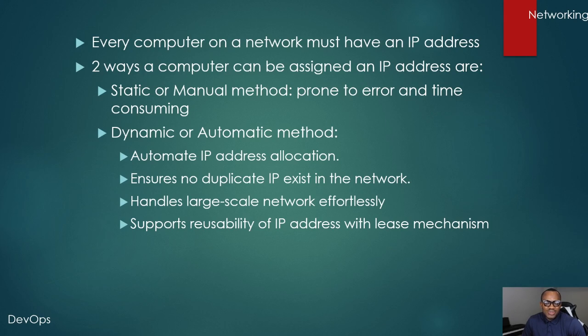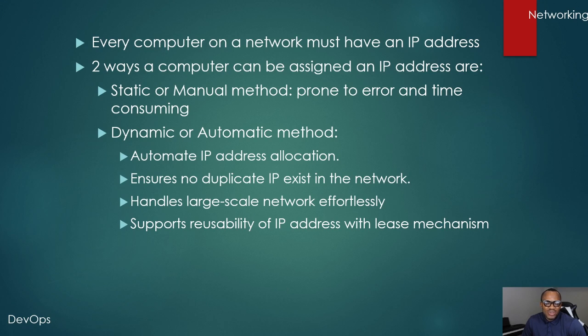And that brings us to the dynamic or automatic method of assigning IP address, which involves using DHCP. A dynamic method is a situation where a computer gets its IP address automatically through a DHCP server. DHCP automates IP address allocation. It ensures no duplicate IPs are assigned in the network. It handles large-scale network effortlessly, and it supports reusability of IPs with lease mechanism. Now, talking of lease mechanism, this helps to ensure that DHCP server do not run out of IP.